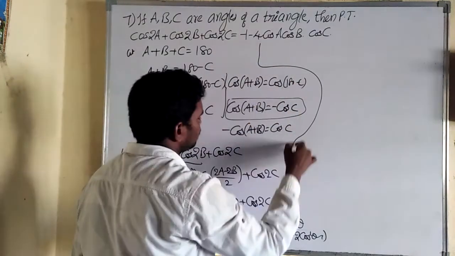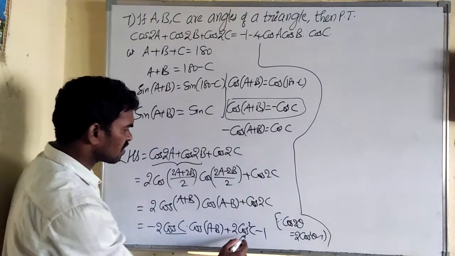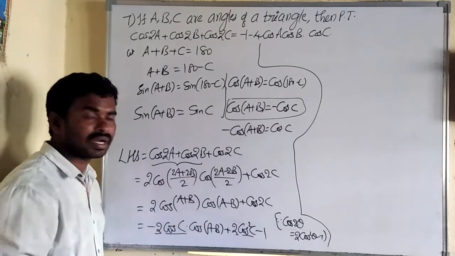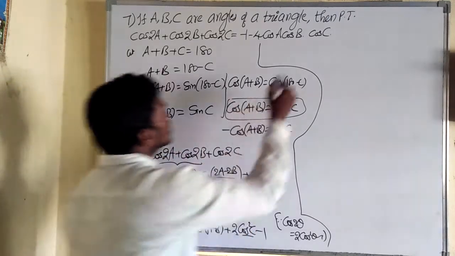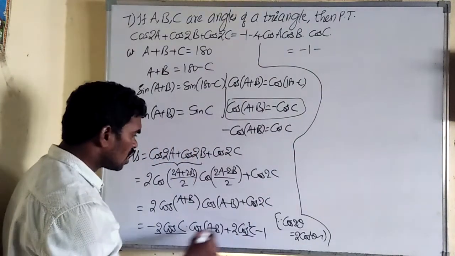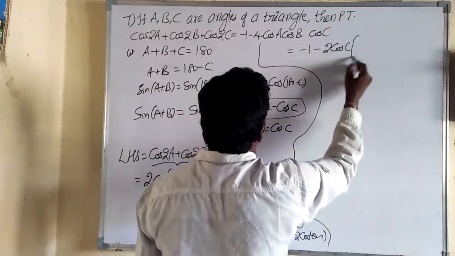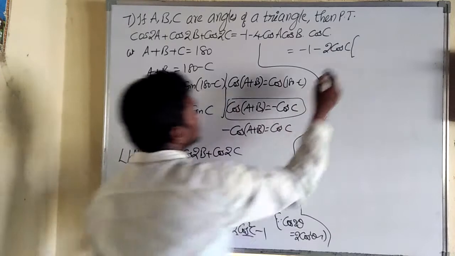So then, from here cos is there, from here cos is there, and 2 is also there. So we can take 2 cos C common, and moreover minus 1 is a single term, right, in the starting. Take minus 2 cos C common in both terms. Taking minus 2 cos C out common, the remaining term is cos of A minus B.